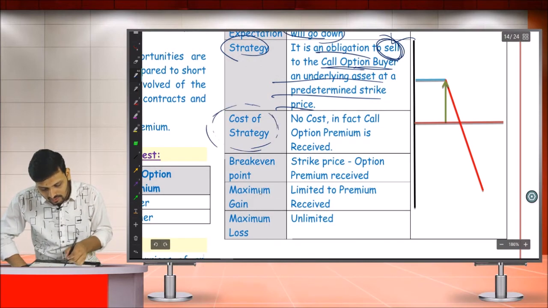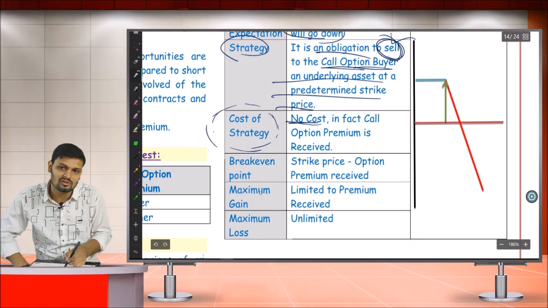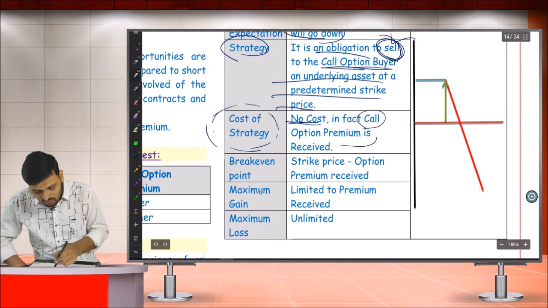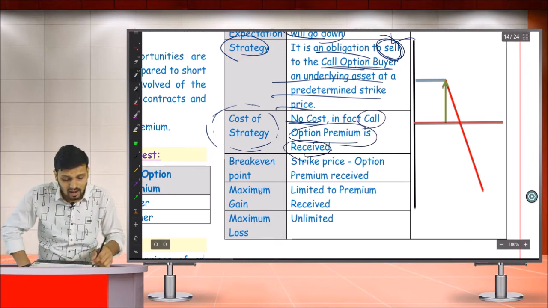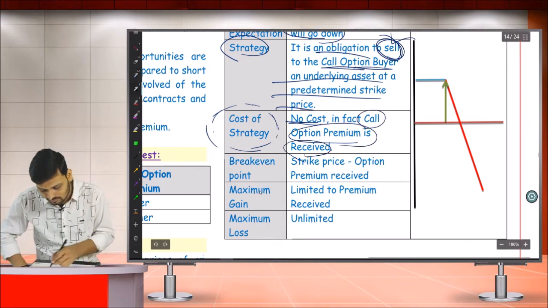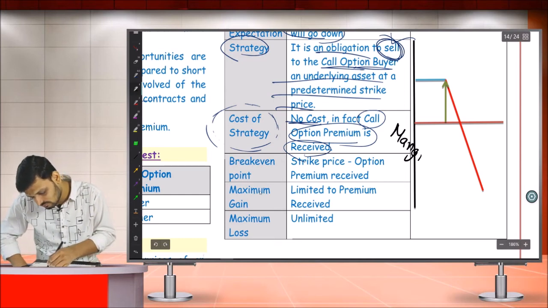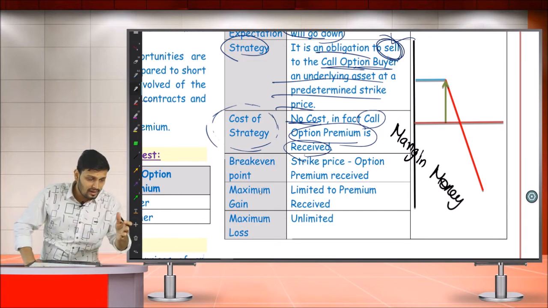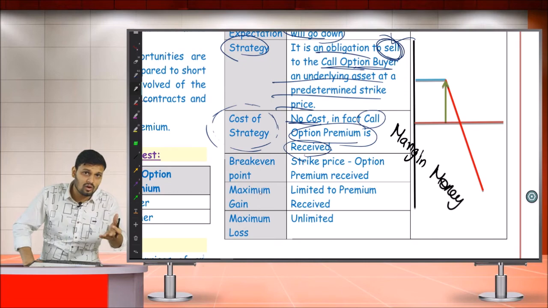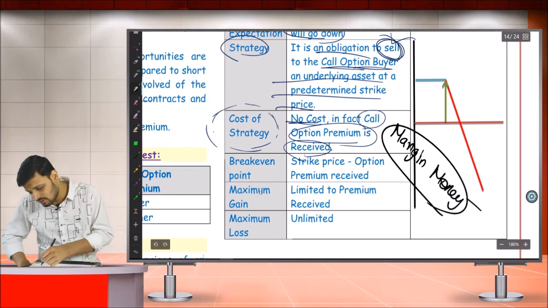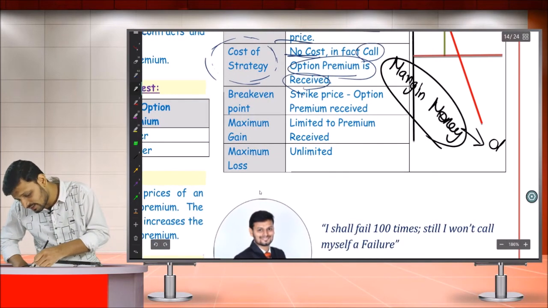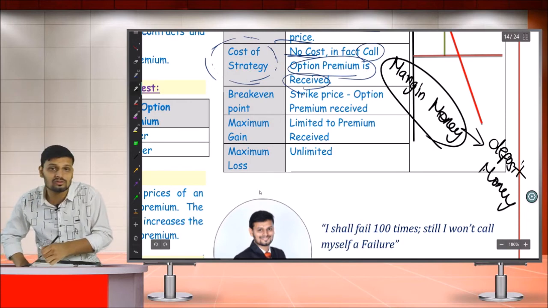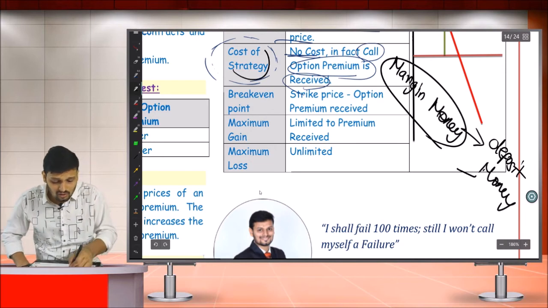Cost of strategy, no cost. Why no cost? Because he will only receive what? Premium. You might tell that, sir, margin money. What about margin money? Margin money we need to deposit, no sir. See, cost means you have to pay and you will not receive it back. That is the cost. Margin money is a deposit money. It's not a cost, it's just a deposit, so that you cannot run away if you are making loss. So deposit money cannot be treated as cost of strategy, right?